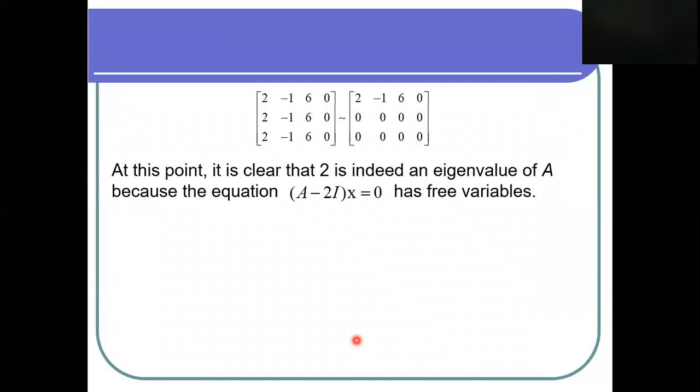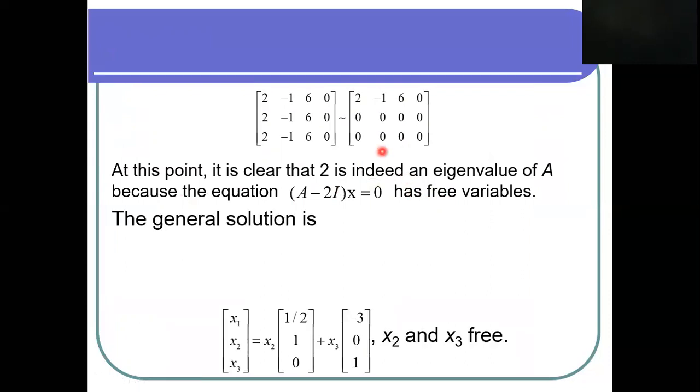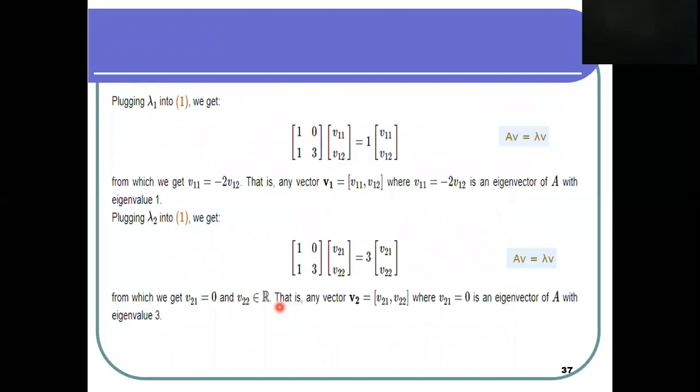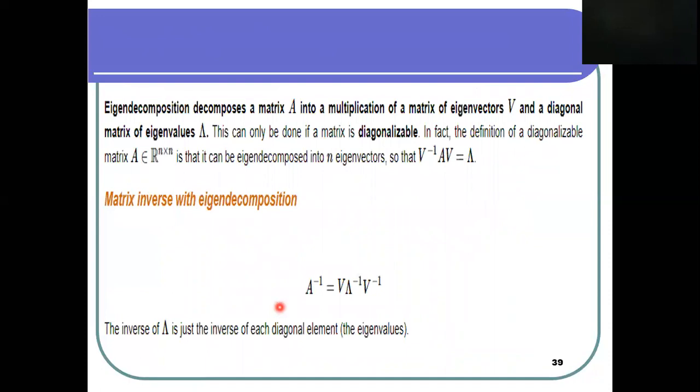If we solve this homogeneous system, it is quite clear that 2 is indeed an eigenvalue of A, because this is equal to 0. It has free variables, like it has two free variables. If this can be written in this form, these are the eigenvectors, this one and this one. The dimension of the eigenspace in that case will be 2 because we have two free variables, and these are our eigenvectors. I left this as an example for you, and you will have to solve it at home.